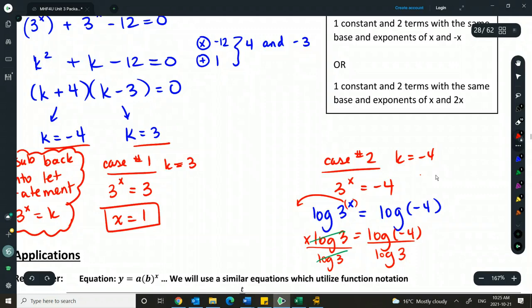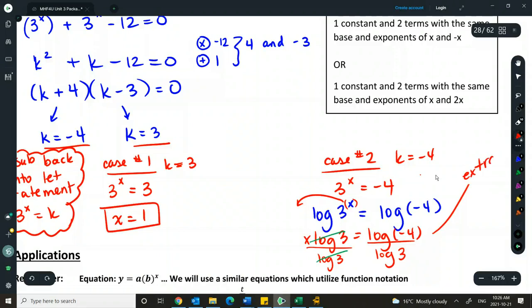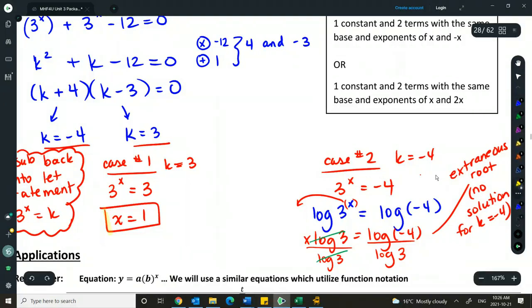And this basically means we would call this something like an extraneous root. And that means that that particular k value that we found is actually not going to result in a solution for this. Okay? So no solution for where k equals -4. Okay, so this is actually not going to produce an x value that works for us. So this is the only answer. It would just be x equals 1.